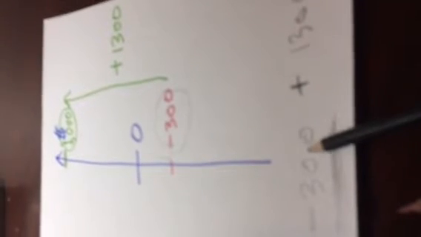So you're adding 1,300 to negative 300. You have to offset this, and by the time you offset this loss, what you have left over is your answer, which is going to be 1,000. So negative 300 plus 1,300 is 1,000, and that's the whole idea behind adding and subtracting integers.